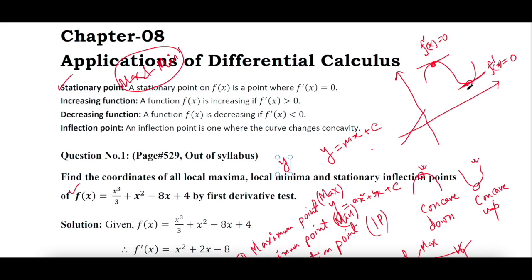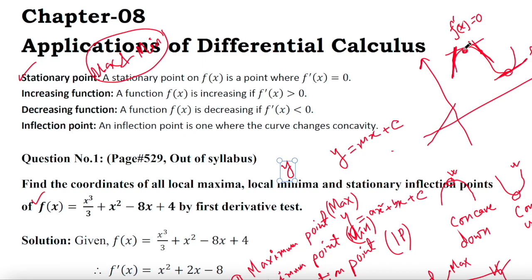However, the slope before this point, like here, the first derivative is positive because the tangent line is an increasing line, and after this point the first derivative is negative.